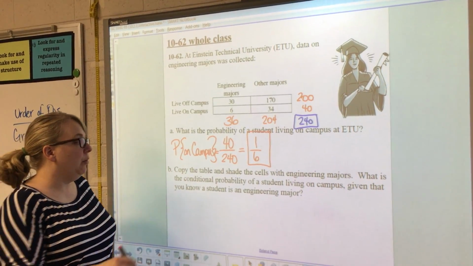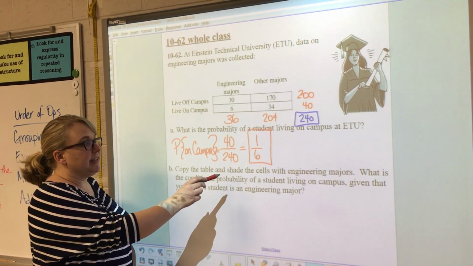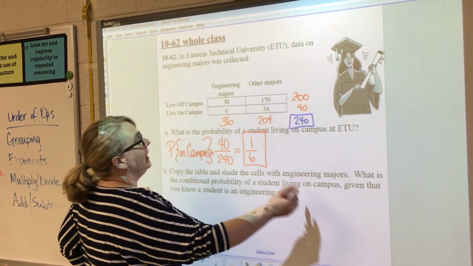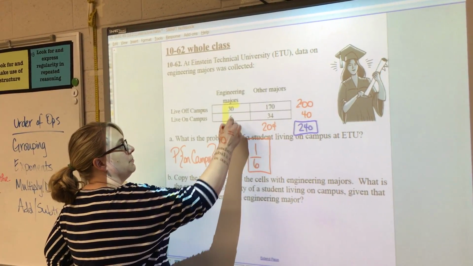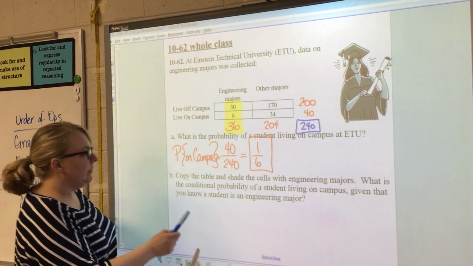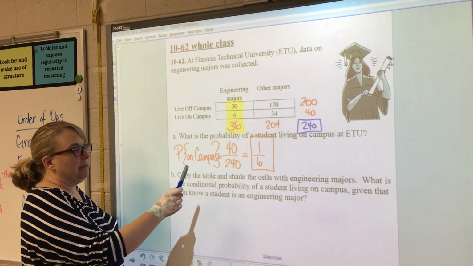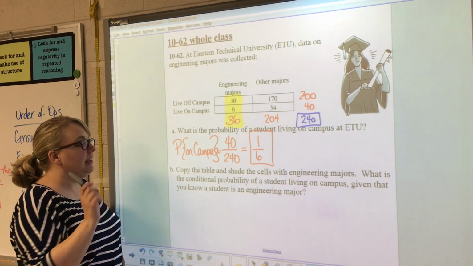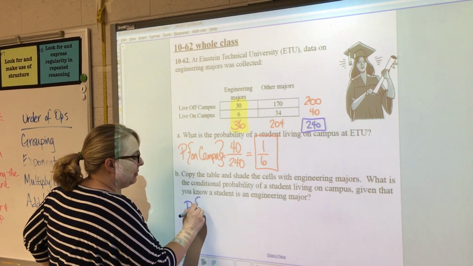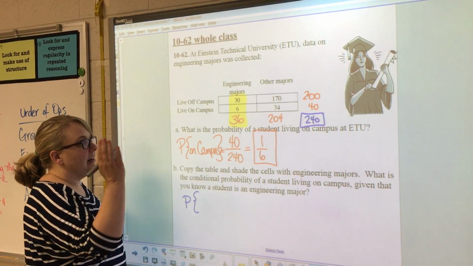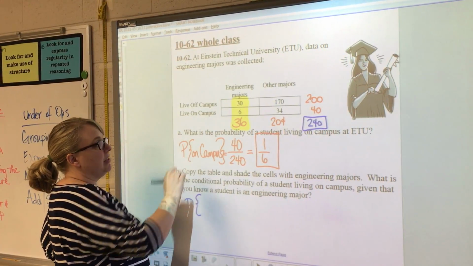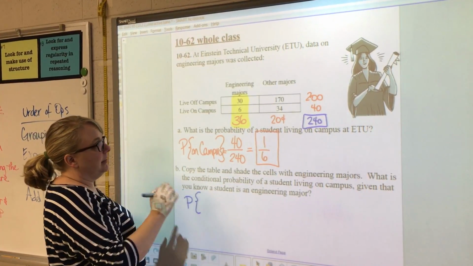Okay, now we want to shade the cells that are engineering majors. So I'm going to highlight just the engineering majors. So those are my engineering majors highlighted. What is the conditional probability of a student living on campus given that you know they're an engineering major? So what this is saying is rather than my full sample space, I want to narrow it down to just the engineering majors. And I want to know the probability that just out of those students they live on campus.